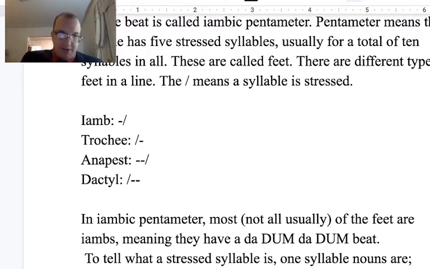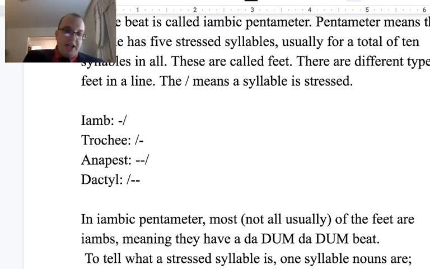An iamb, which is what Shakespeare's lines are mostly built on, has an unstressed beat followed by a stressed beat. So it's something like da dum, da dum, da dum. You can hear the dum much more than the da. Da dum, da dum.